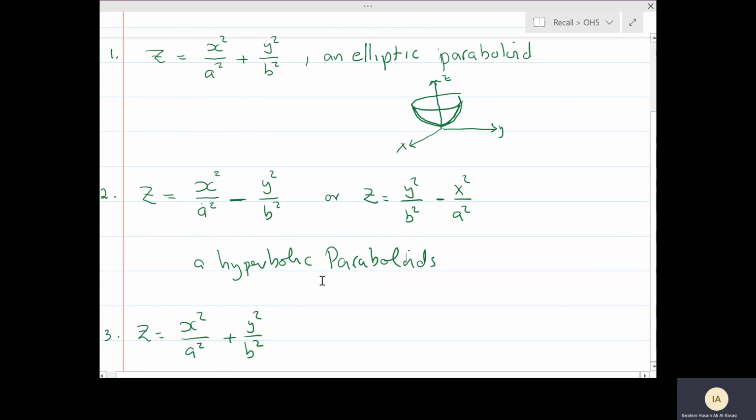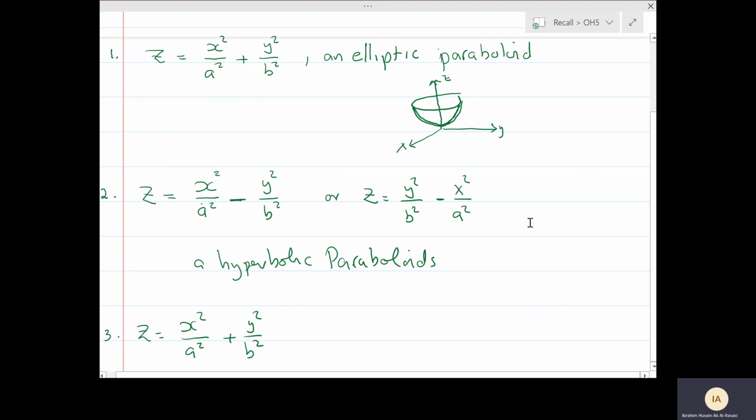What is the graph of this one? Among the 6 surfaces, this is the hardest to graph, so it is better to see the graph in the textbook. I will leave the graph for you to the textbook. The general graph is like a saddle of a horse. So it is like a saddle of a horse. This is the name and this is the form.